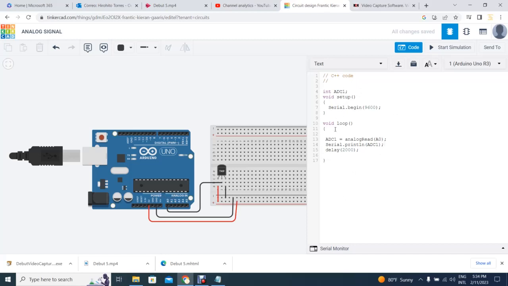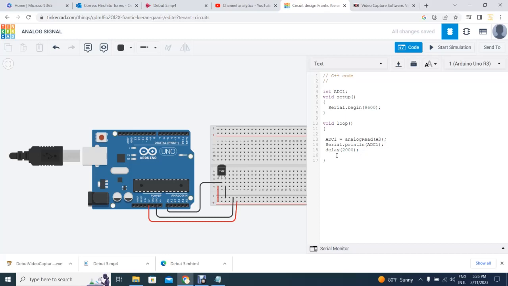And then in the void loop is the thing that I want to do forever. In this case, I'm reading the analog read A0. If the analog is A1, for example, you change to A1, A2, A3, A4, up to A5. Now, serial print LN means that it's going to print and then push a carriage return. So it's going to be next line, next line, next line.